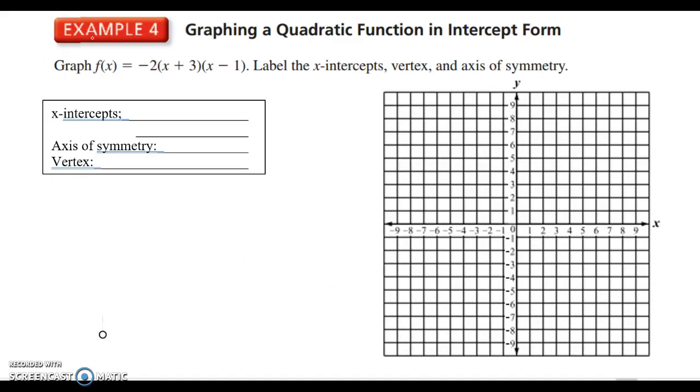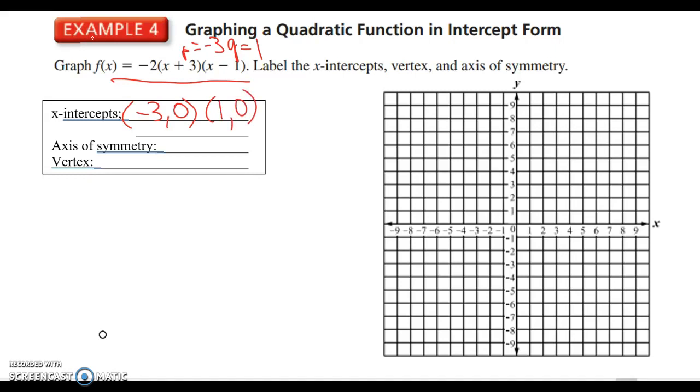Now we're on page 7 of your notes packet, and you can see that I want to graph this function f(x) in the form of the p's and the q's. So my p would be the -3. Remember, we do the opposite. And my q would be +1. So my x-intercepts are going to be (-3, 0) and (1, 0).